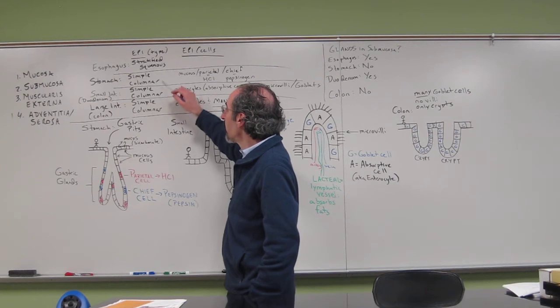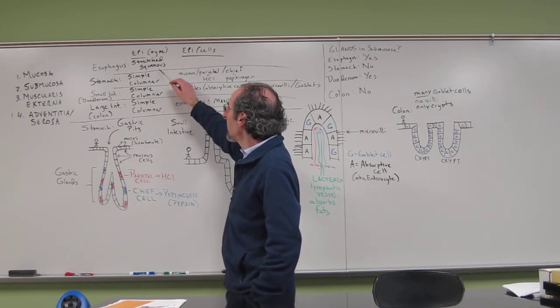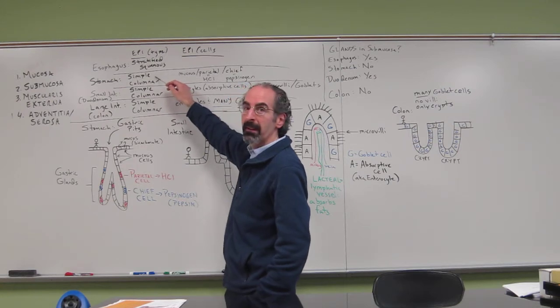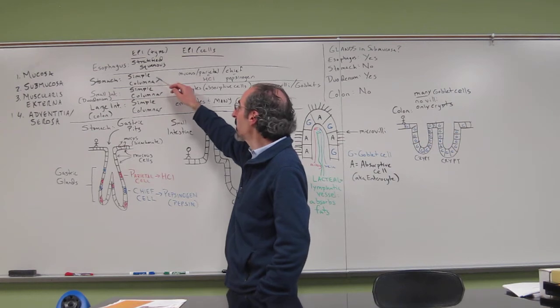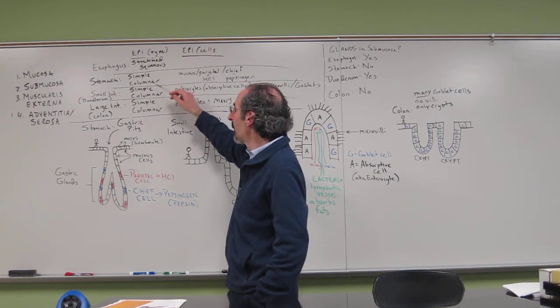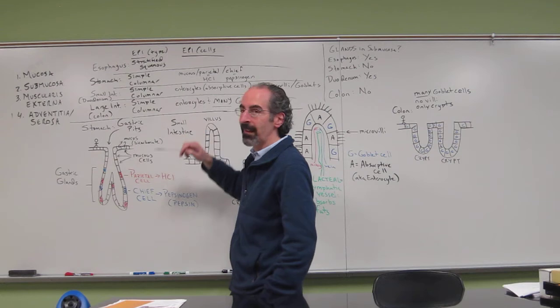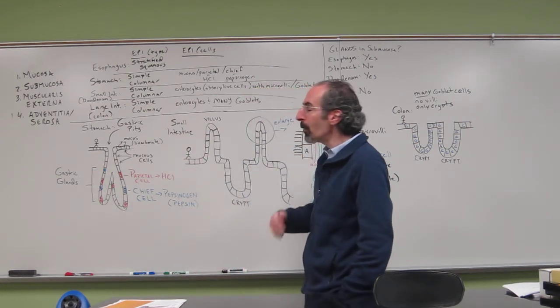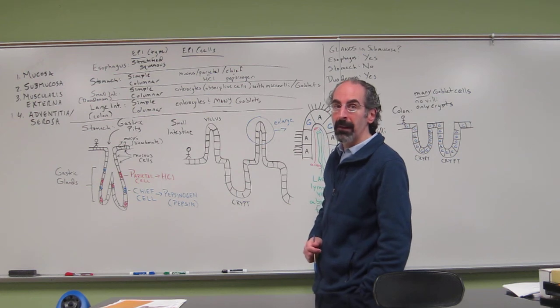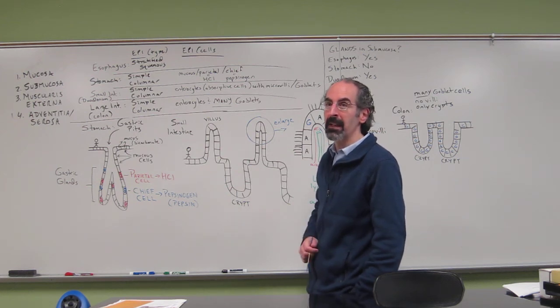In the remainder of the GI tract, when the esophagus meets the stomach, the nature of the epithelium changes from stratified squamous epithelium to simple columnar, and it stays as simple columnar in the stomach, the small intestine, and the large intestine, all the way until you get to the anus, where it changes back to stratified squamous epithelium, because the anus is really skin.